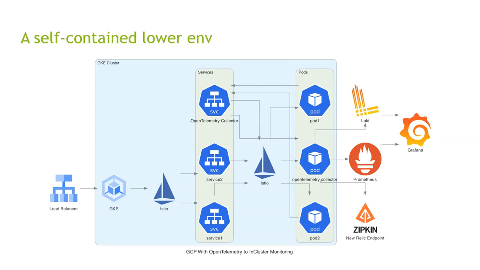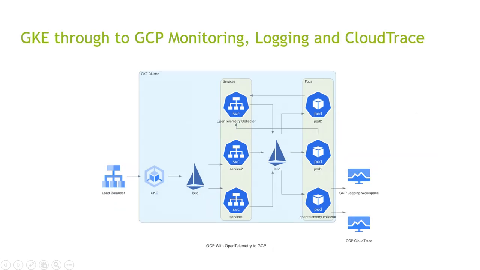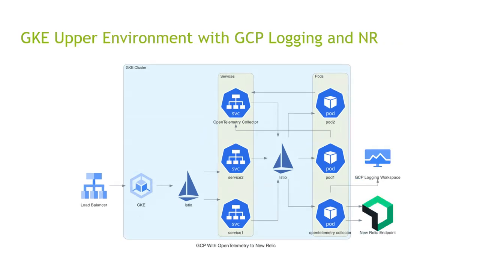So now, to show you visually what this looks like, a self-contained lower environment, we still have that services and pods, but you'll notice here I have this OpenTelemetry collector and its pod, and it's sending out metrics to Prometheus, logs to Loki, traces to Zipkin, and Grafana is looking at Loki and Prometheus for me. Now let's look at Google, my all-native Google. I'm now just sending things up to GCP Logging Workspace, GCP CloudTrace, and GCP Metrics in Monitoring. And now the upper environment, right? I'm still using New Relic for everything, but I can also send my logs over to GCP Logging Workspace so I can do analysis and alerting there.